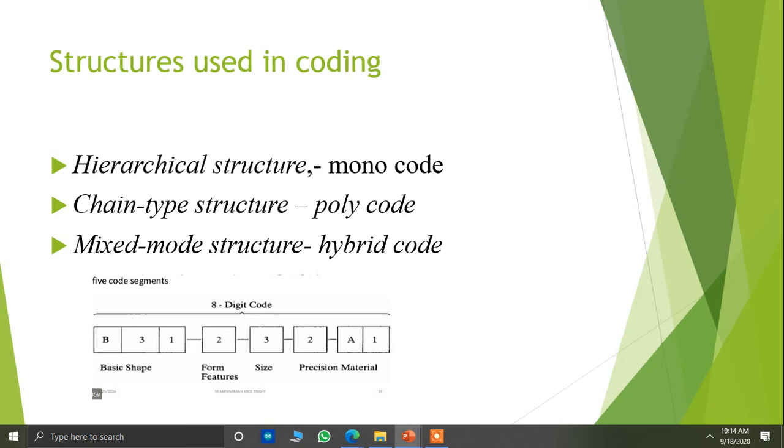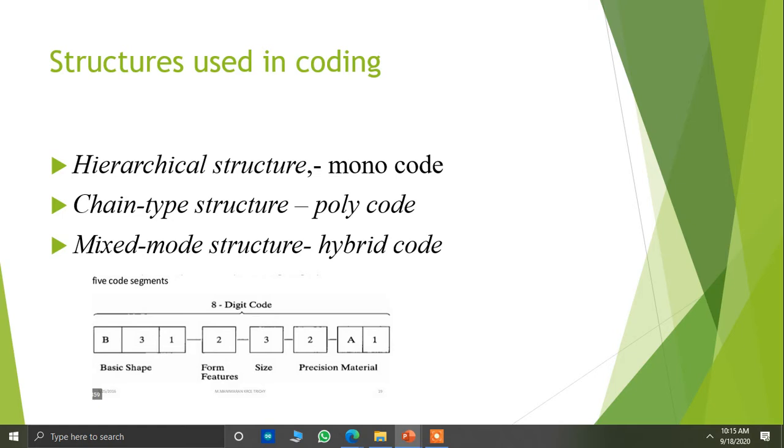At the same time, you have a second type of structure called the chain type structure. It's a polycode. That means you have a combination of alphabets, numbers, everything, and you can get n number of combinations. But the problem with the chain type of coding is you should have some code representation structure, for example AB1204. It should be well defined. And the third one is the mixed mode structure, which is a hybrid code, a combination of a monocode and a polycode. It would look something like AB1032, ABAC12.